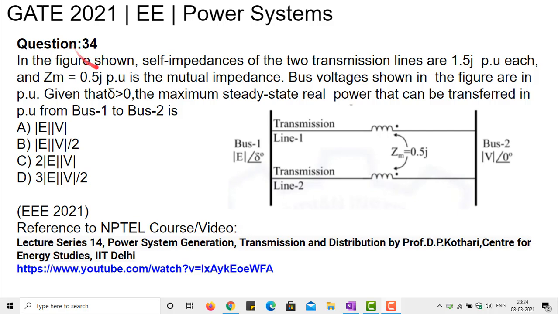The question is, in the figure shown, the self-impedances of the two transmission lines are 1.5j per unit each and Zm equal to 0.5j per unit is the mutual impedance. Bus voltages are shown in the figure in per unit. Given that delta greater than 0, the maximum steady state real power that can be transferred in per unit from bus 1 to bus 2 is. These are the given options.